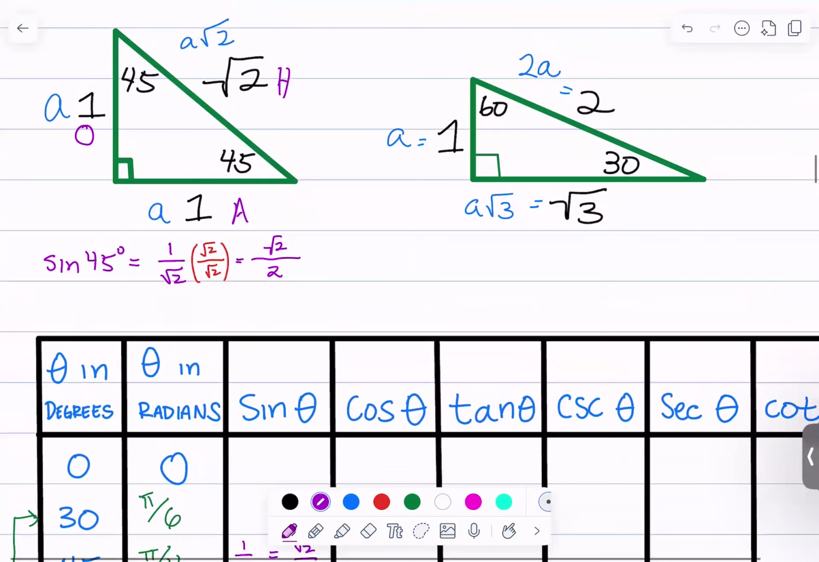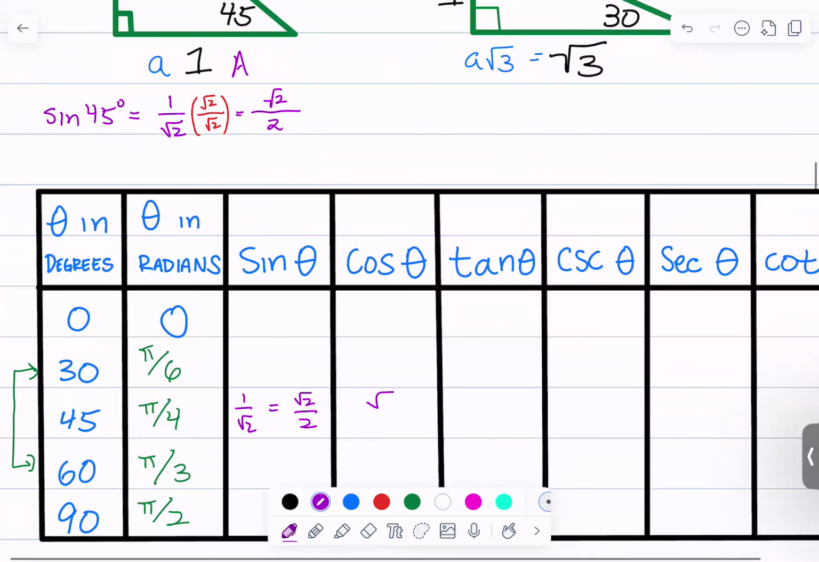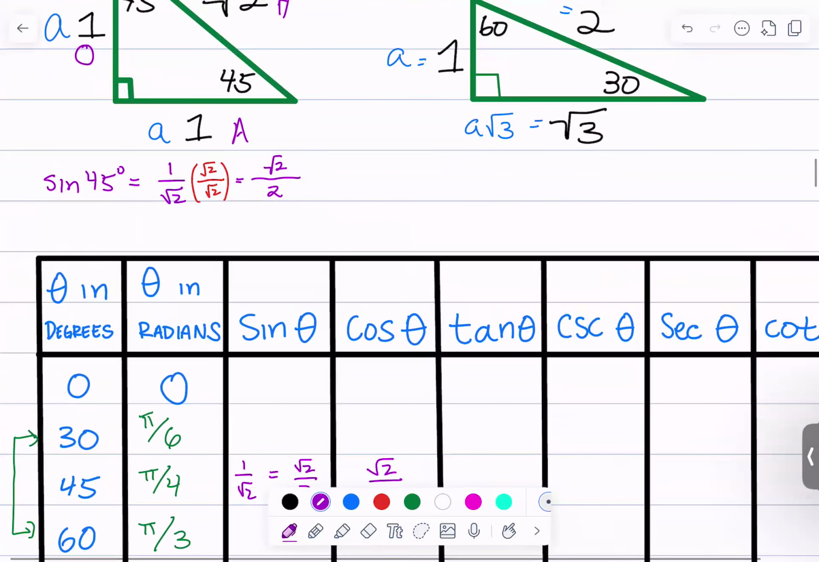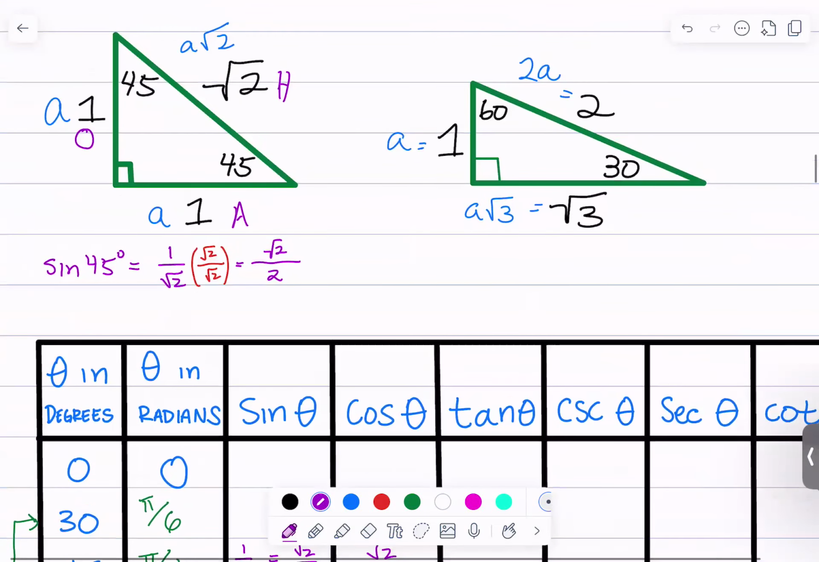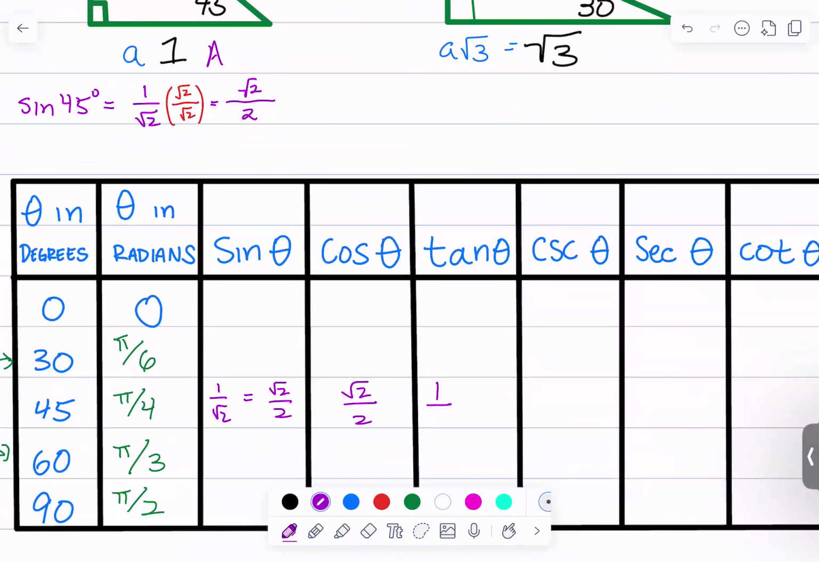Cosine of 45 is 1 over square root of 2 again. So I'm just going to write the square root of 2 over 2. Tangent, which is opposite over adjacent, which is 1 over 1. 1 over 1 equals 1. Okay.